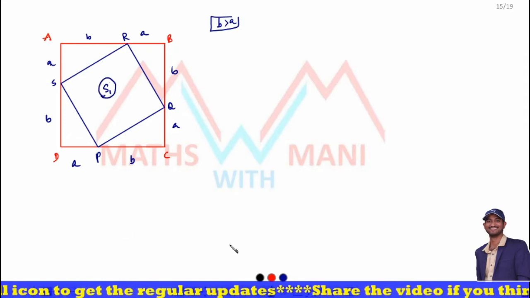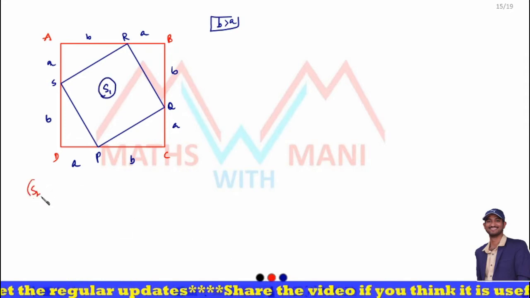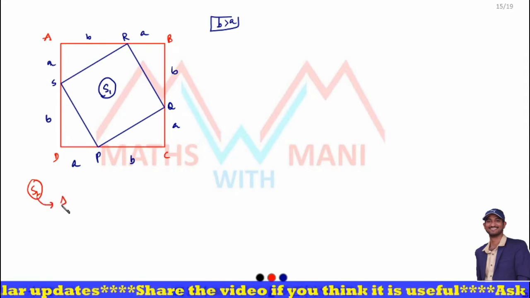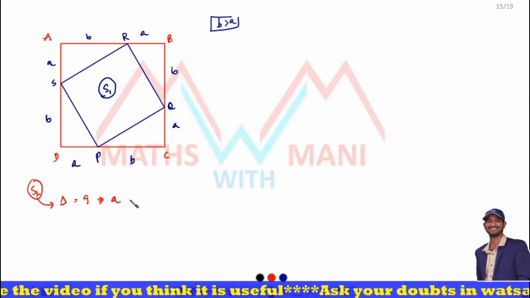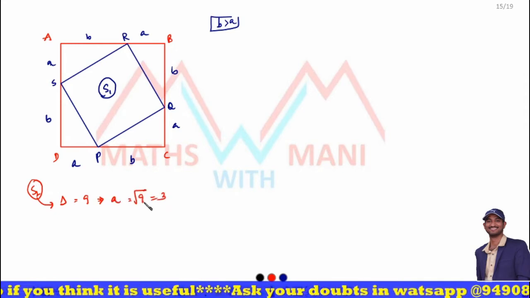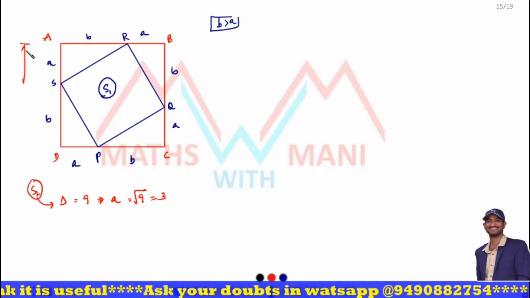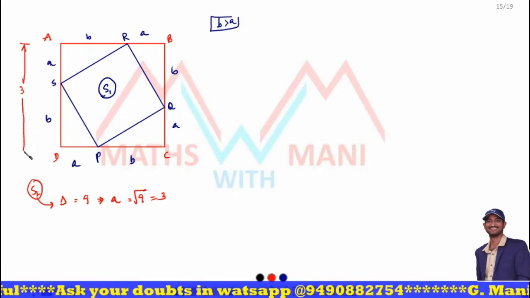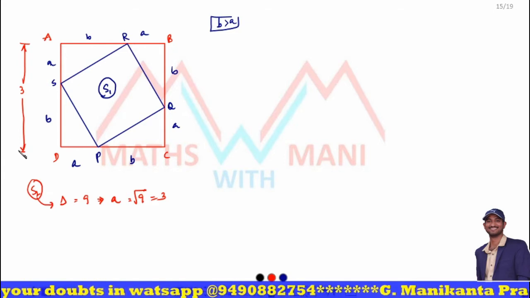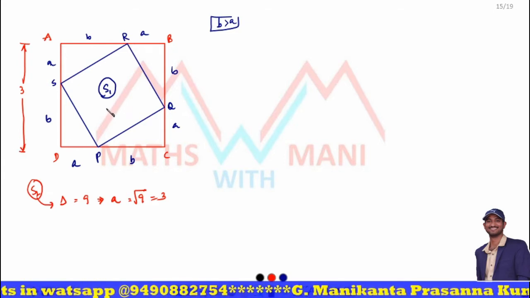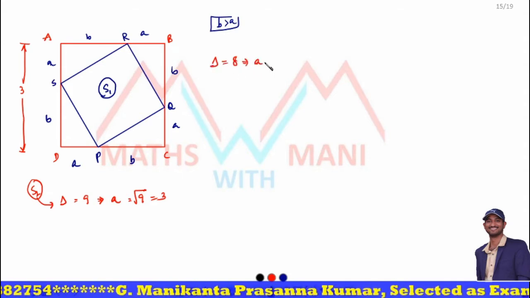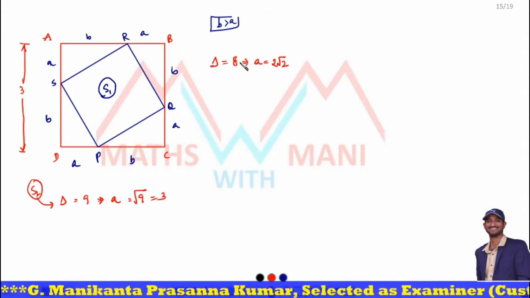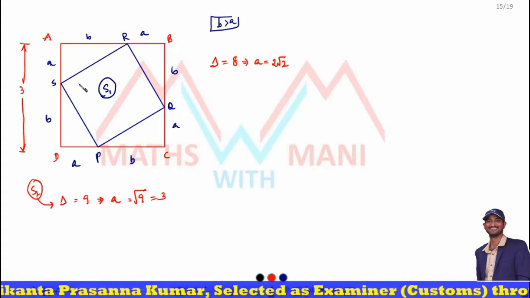S1 is the inner square and S2 is the outer square. What is the area of S2? 9. S2 area is 9, so what is the side of S2? That is the square root of 9, that is 3. So the side of the outer square is 3. And what about the area of the inner square? 8. Area is 8, so what is the side of the inner square? That is the square root of 8, that is 2 root 2. So each side of the inner square is 2 root 2.